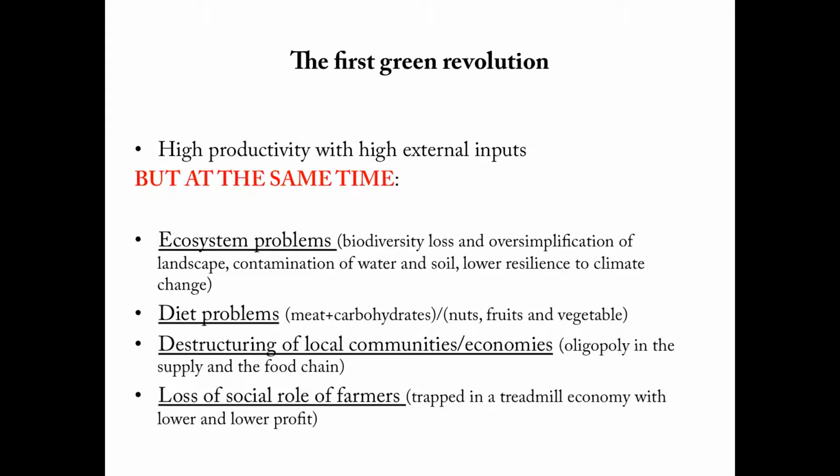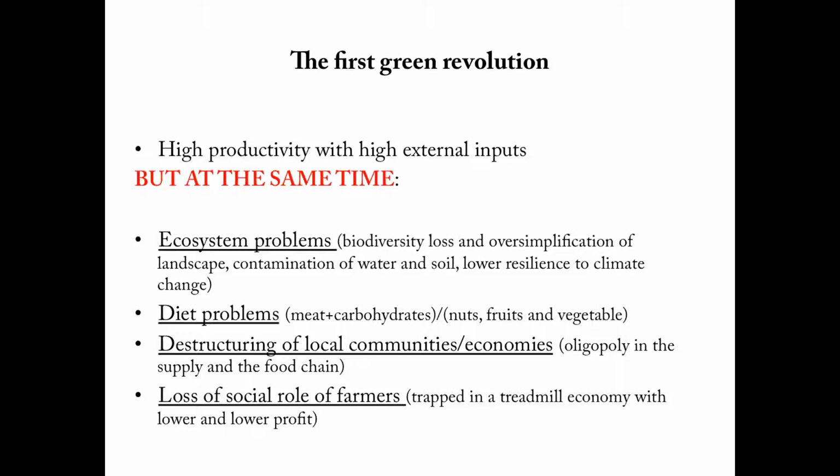So if we don't agree with the first green revolution, maybe some of you don't know exactly what this was, but this happened in the 50s and in the 60s with the availability of new, super productive varieties, which require higher use of fertilizers, pesticides, and mechanization of the fields. So this green revolution was promoted as the solution of many, many problems in the world. But if this concept brought us high productivity, at the same time, we also had ecosystem problems. As we know, we lost many species. We have now a very simplified landscape. We have water and soil which are contaminated, and at the same time, we have a low resilience to climate change.